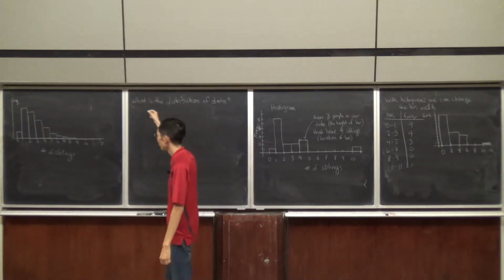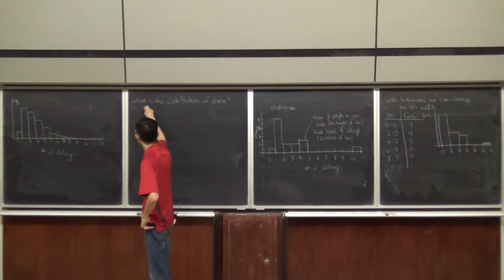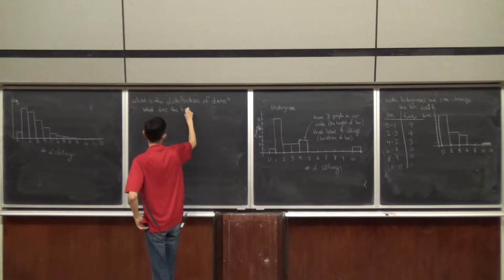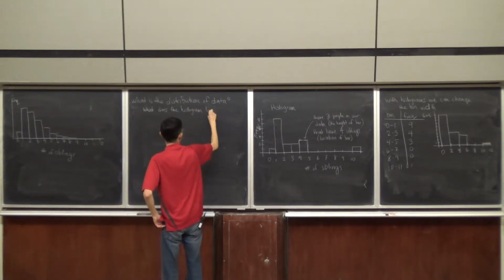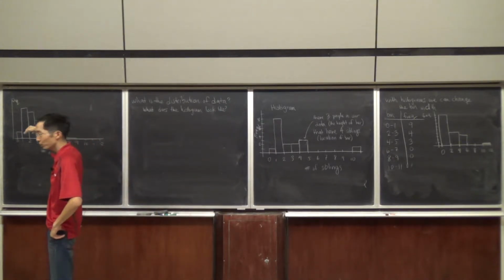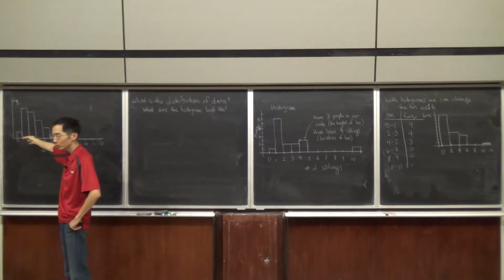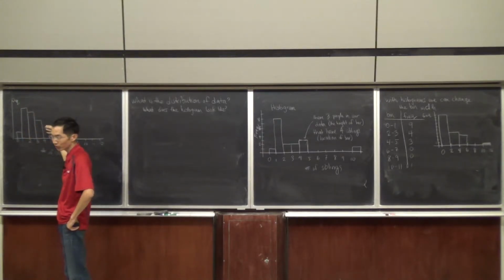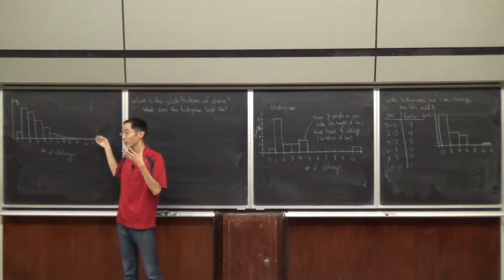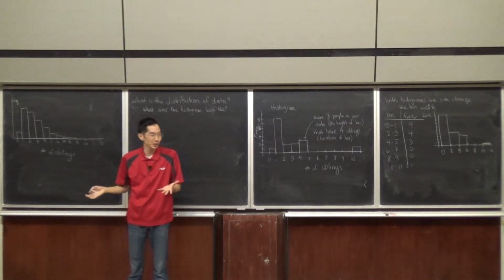What is the distribution of data? Basically we're asking, what does the histogram look like? Okay. And in this case, what we see is we've got a lot of people with 1 sibling, some with 2 or more, but as we have more and more siblings, we see fewer and fewer people with that many siblings. And that, I hope, matches our intuitive sense of family size.